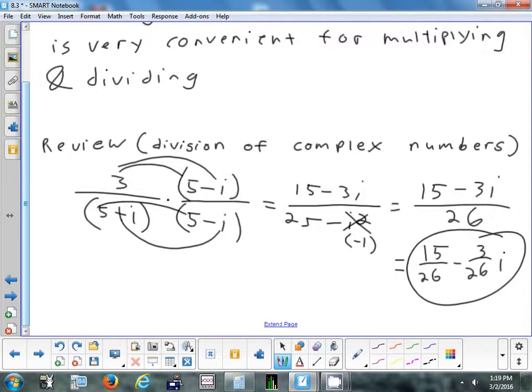Okay, with the new way, we're going to avoid having to distribute. We're not going to have to deal with i squareds. We're not going to have to separate into real part and imaginary part. All of that is going to disappear.